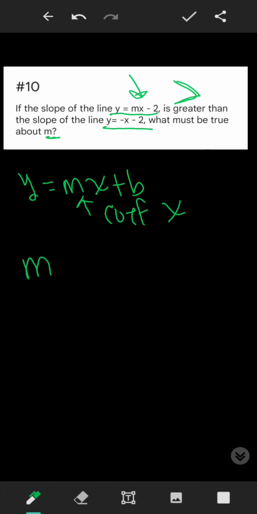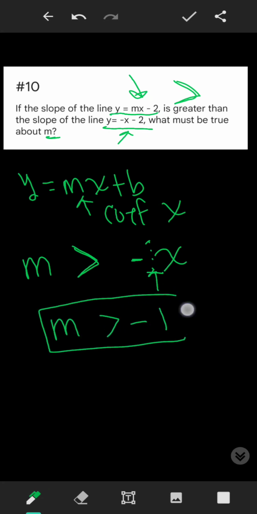They just gave us a letter. And it's supposed to be greater than the slope of this line here. Well, this says a negative x. There's no number, right? Well, actually, it's understood to be a 1. Anytime there's not a number in front of x, that variable is going to have a 1 in front of it. That lets us know that m is going to be greater than negative 1.